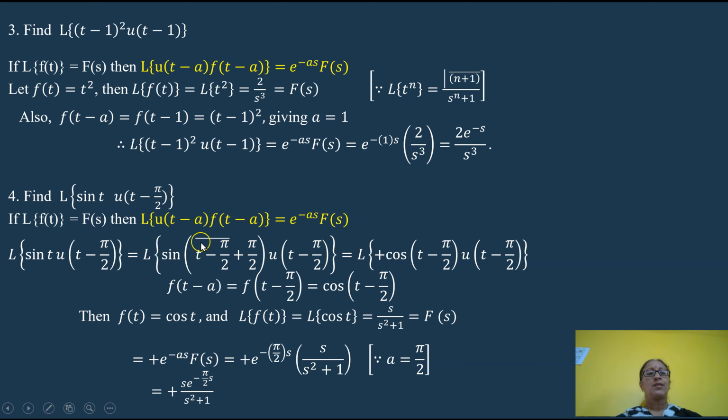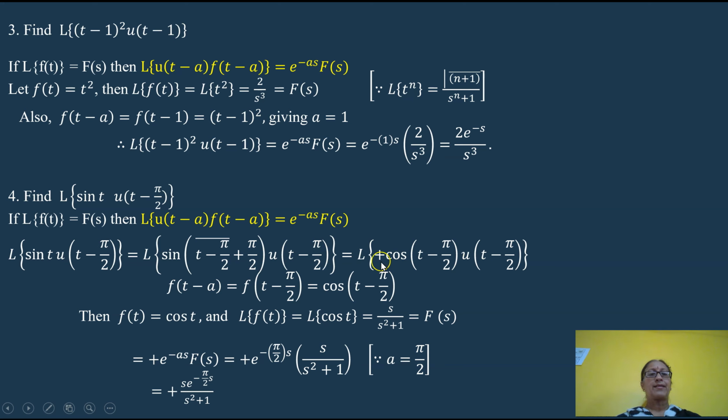Now here you can use the sin(90 plus theta) formula. Sin(pi by 2 plus theta) is cos theta. So here you get cos(t minus pi by 2). t minus pi by 2 is theta. Here pi by 2 plus theta, sin(pi by 2 plus theta) equals cos theta. So we get cos(t minus pi by 2). So u(t minus pi by 2) is as it is, no change.